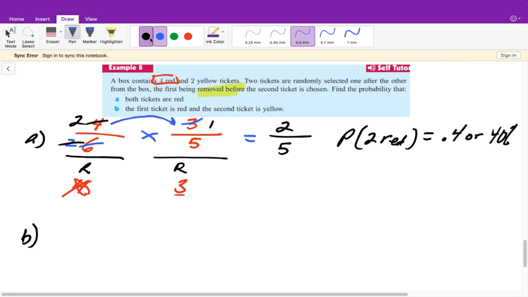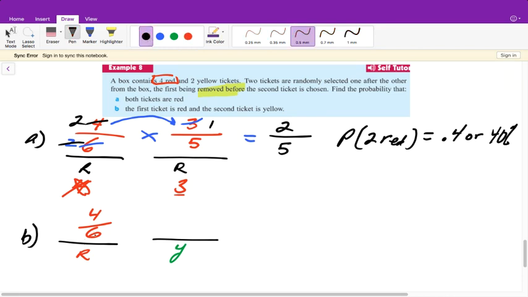All right, now we're looking for the probability where the first ticket is red and the second ticket is yellow. So we're looking for this to be red and then for this one to be yellow. So now the probability of us picking a ticket red is still 4 out of 6 because it's the first one to happen. We're starting this over again. So when we go to pick that first ticket, if it's going to be red, there's a 4 out of 6 chance that it'll be red.